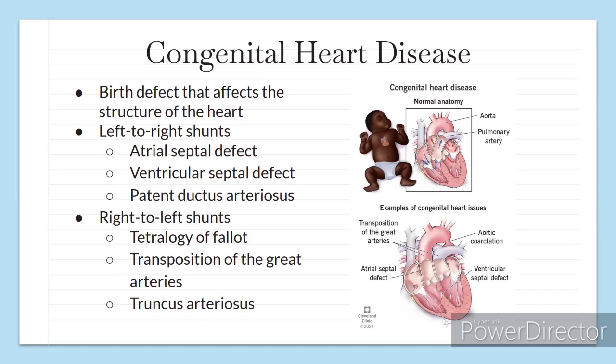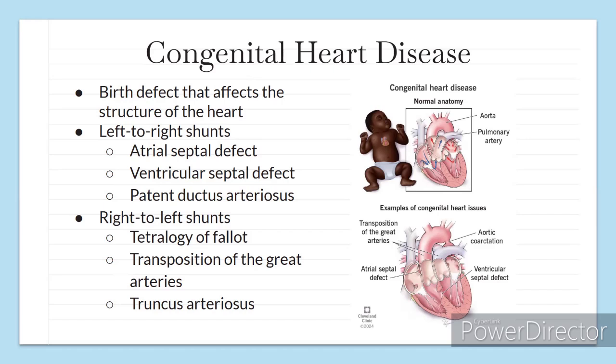ductus arteriosus. Atrial septal defect is when there's a hole between the atria. Ventricular septal defect is when there's a hole between the ventricles. Patent ductus arteriosus is when the ductus arteriosus fails to close after birth, resulting in a persistent opening between the aorta and pulmonary artery.